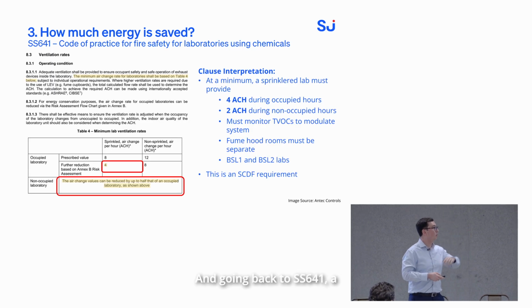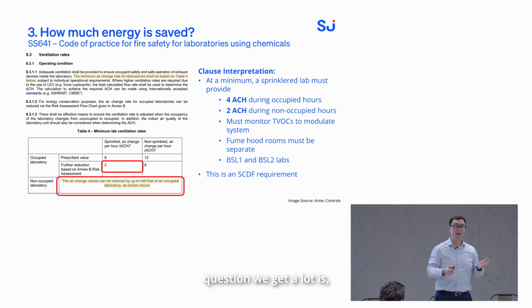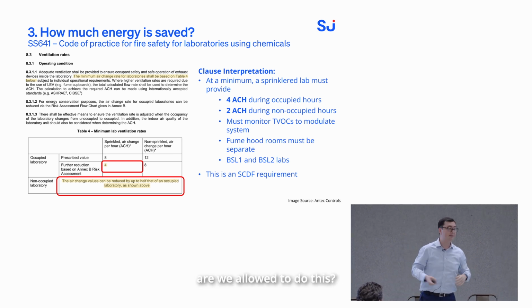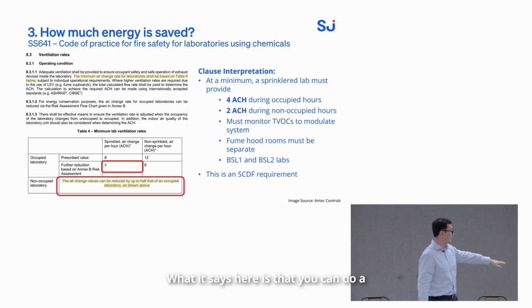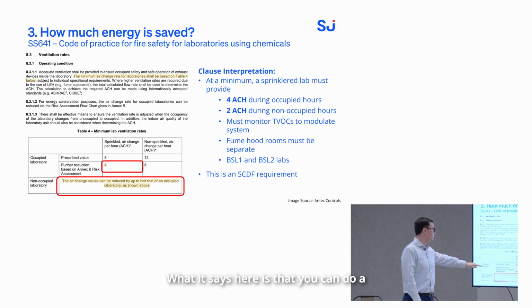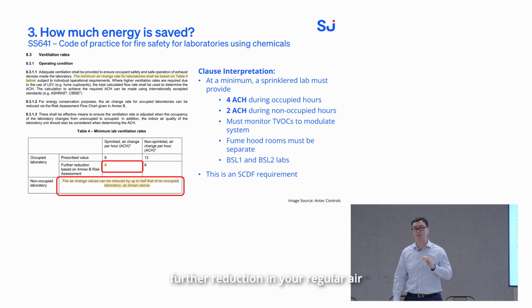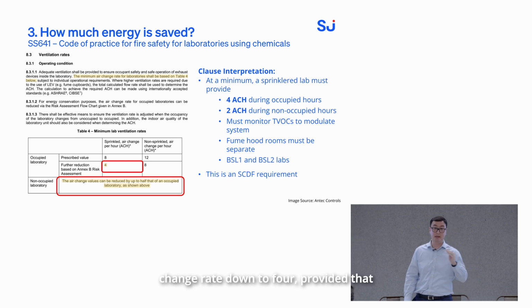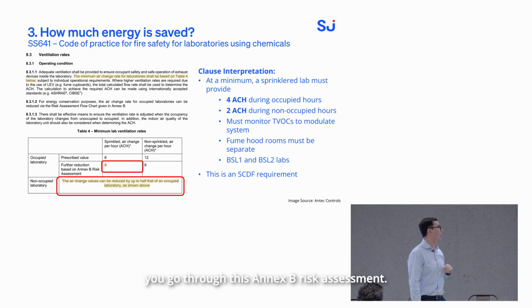And going back to SS 641, a question we get a lot is, are we allowed to do this? And the fact of the matter is yes, we are allowed to do this within the framework in Singapore. What it says here is that you can do a further reduction in your regular air change rate down to 4, provided that you go through this Annex B risk assessment.